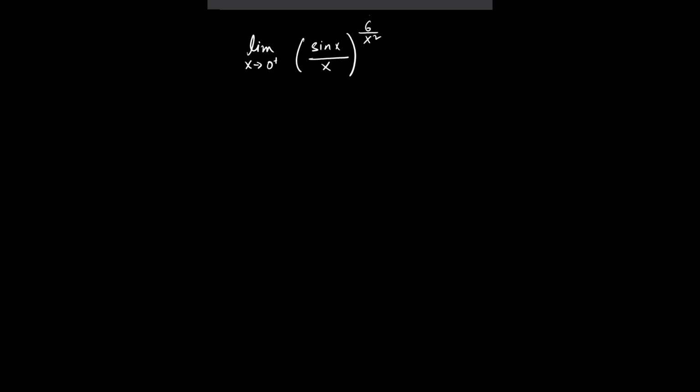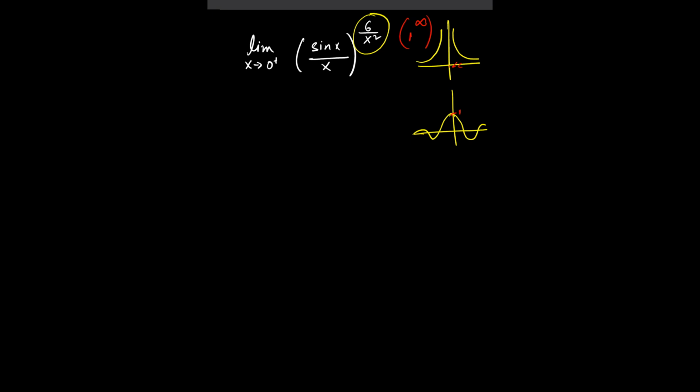If you think about the exponent, 6 over x squared, we know the shape of 6 over x squared looks something like this. If you roughly sketch it, and we're approaching 0 from the right, it goes through infinity. Also, sine of x over x looks something like this, passing through the point (0, 1). So you have it in the form of 1 raised to the infinity.